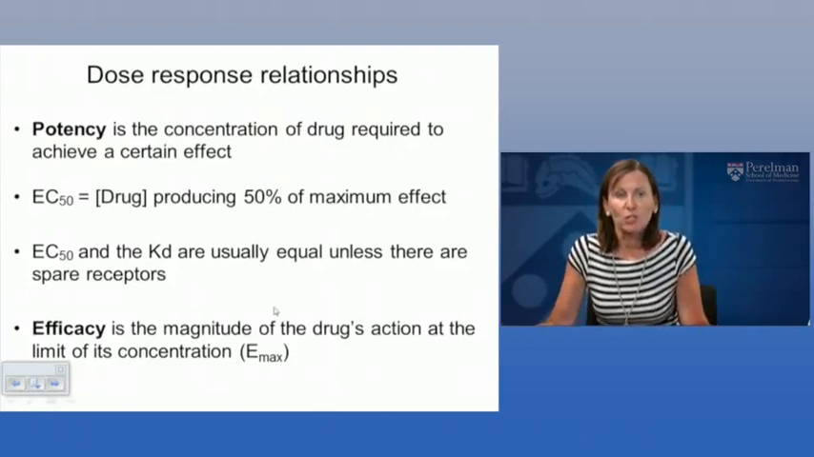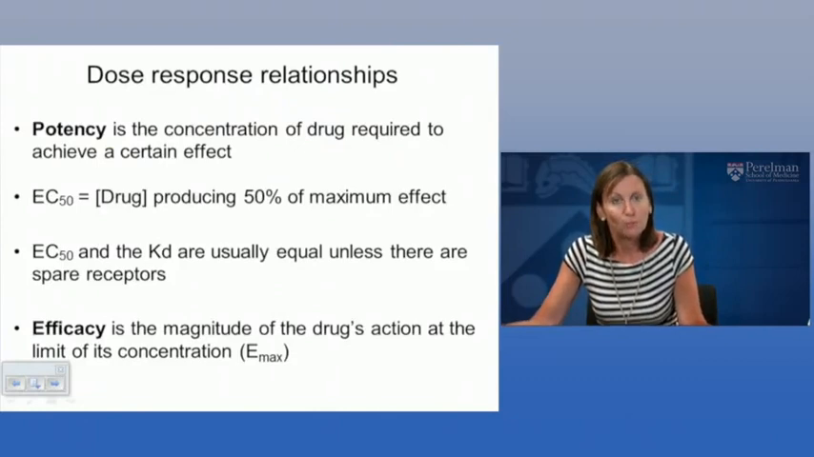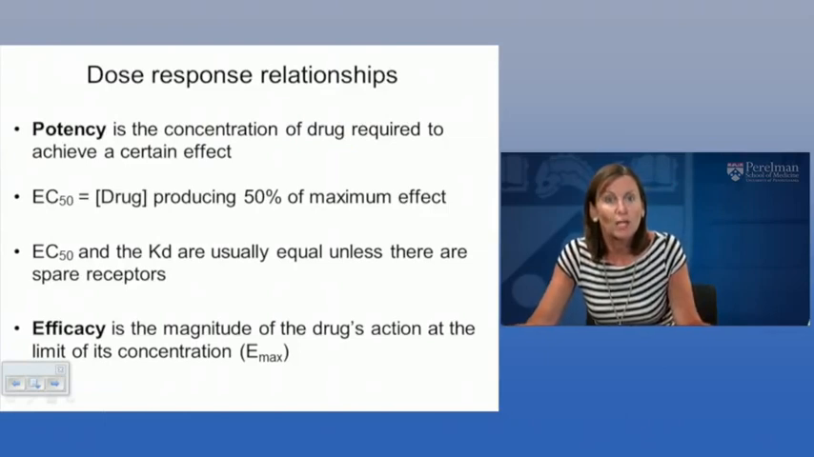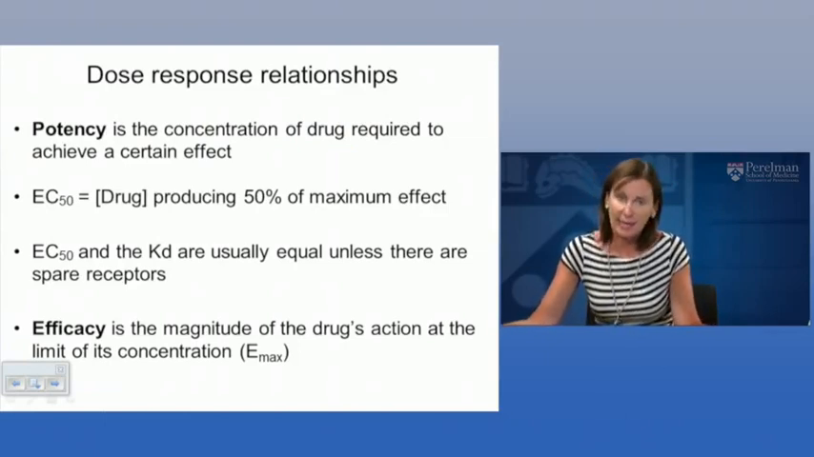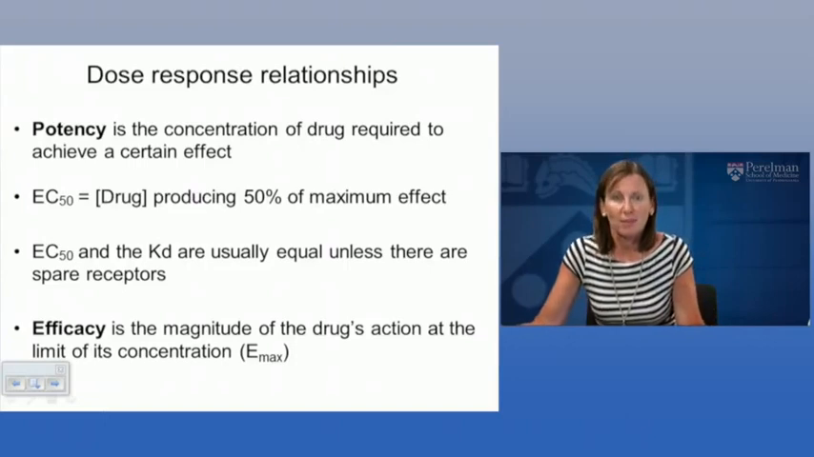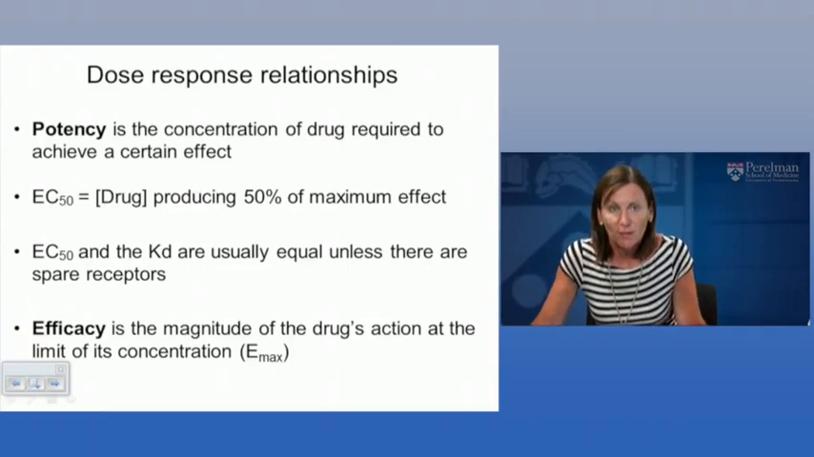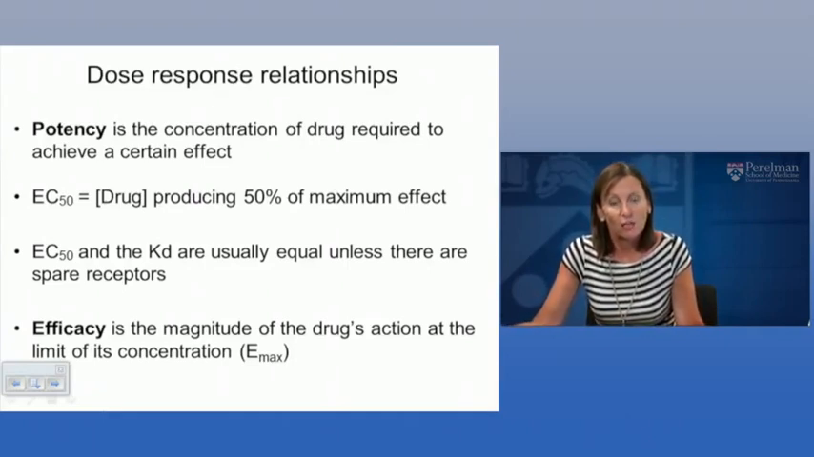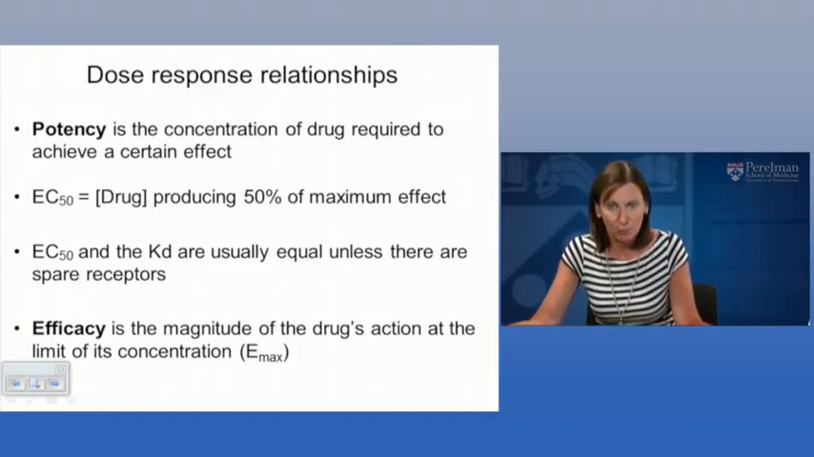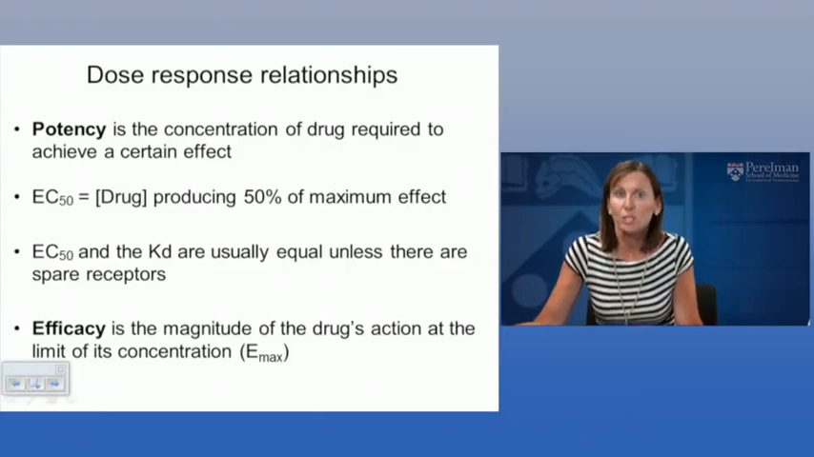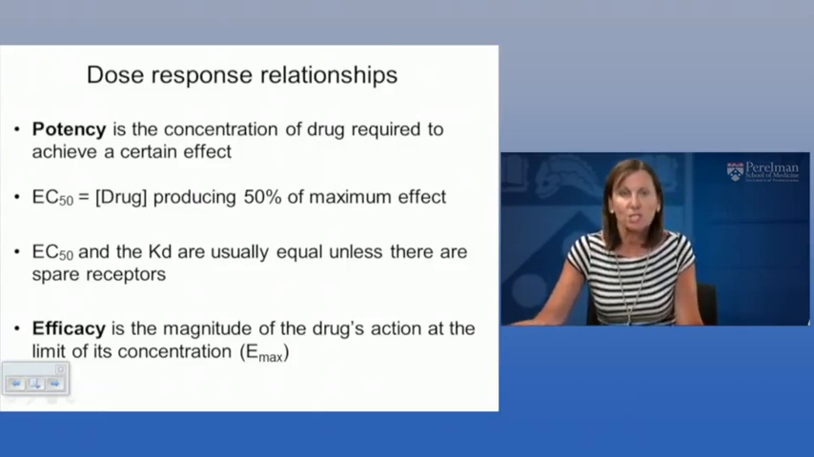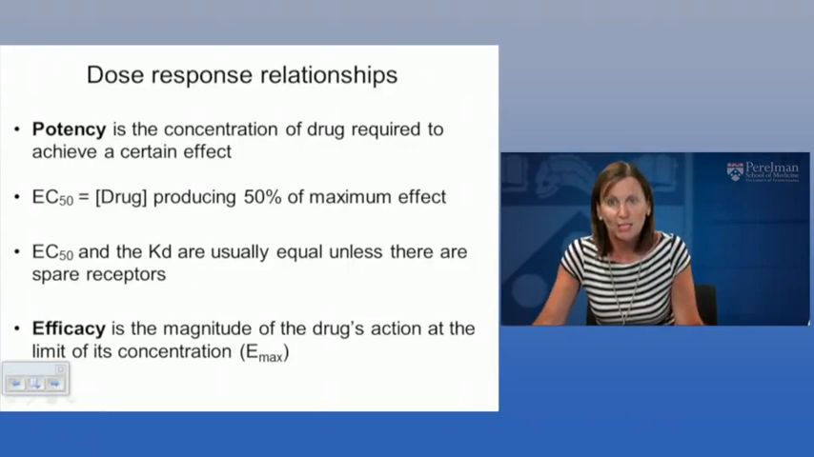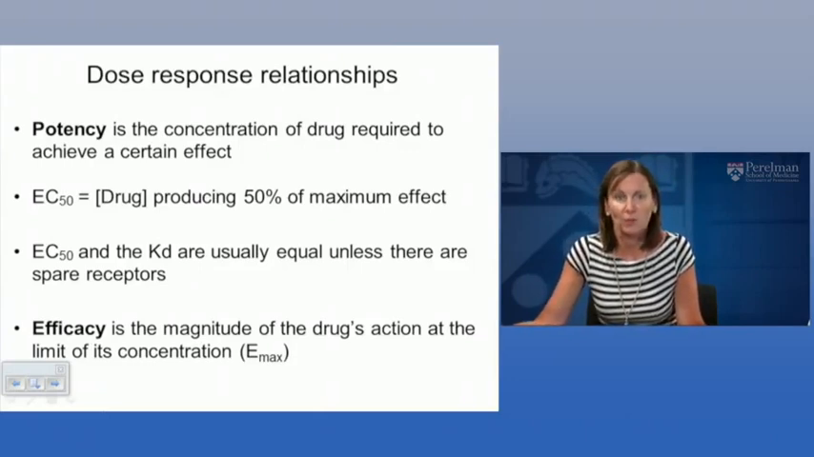In addition to this, we use the following terms. First of all, potency. Potency is defined as the concentration of the drug required to achieve a certain effect. Again, we like to reduce these things to a mathematical perspective, and here we refer to it as the EC50. This is the concentration of the drug producing 50% of the maximum effect seen. Let me repeat that. The EC50, which is a measure of potency, is the concentration of the drug producing 50% of the maximum effect that is feasible.